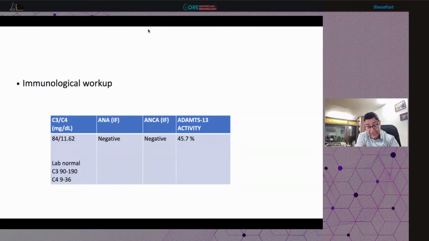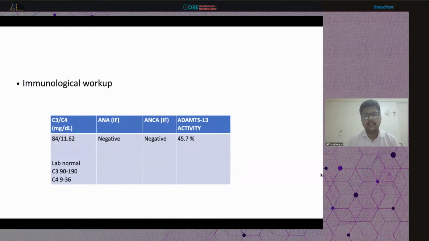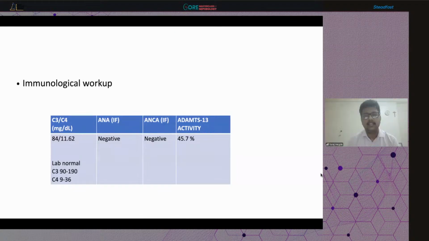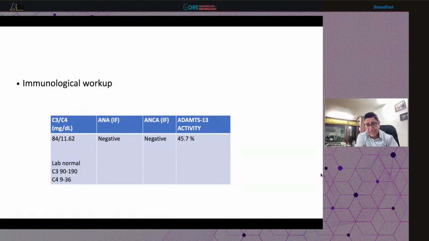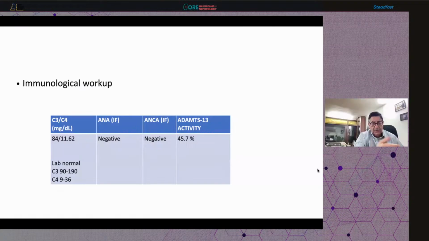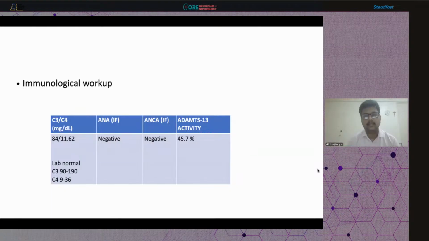But at the same time, you said that TLC is 48,000 and procalcitonin is 200. So there is some infection, some bacterial infection, which has not been detected. Yes, sir. We don't know whether this infection has precipitated HUS. Is that a possibility? Yes, sir, the possibility is there.